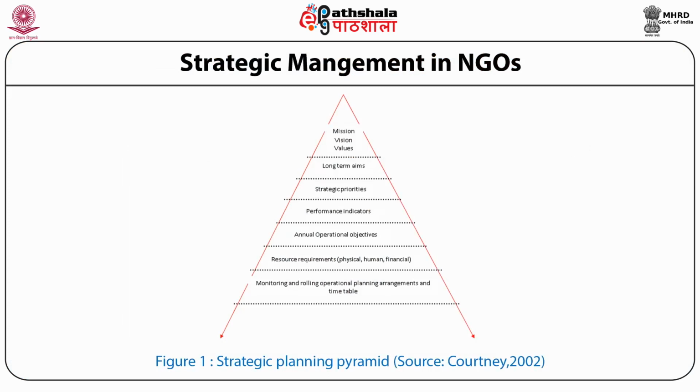Strategic management in NGOs. Out of this framework, which was introduced by Courtney in 2002, we can understand the strategic planning pyramid, where mission in terms of vision and value is the apex of the pyramid, followed by long-term aims, strategic priorities, measurable performance indicators, annual operational objectives, resource requirements through physical, human and financial resources, and monitoring and rolling operating planning arrangements and the related rosters and timetable.